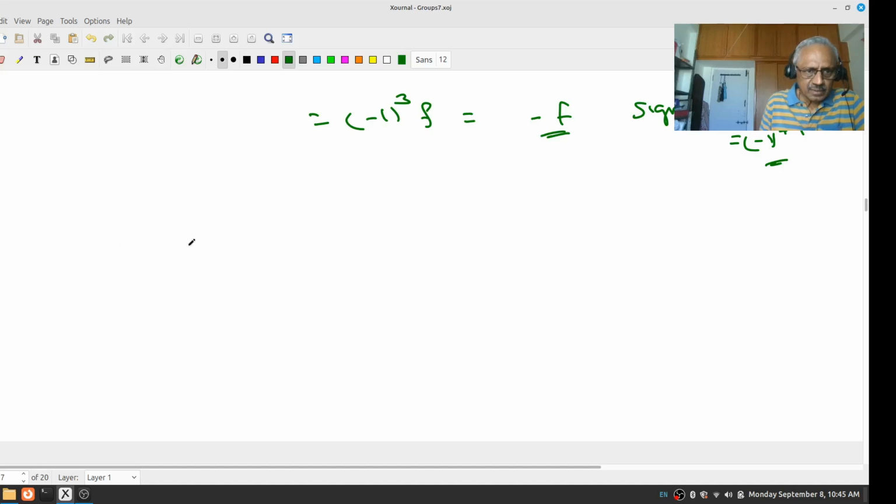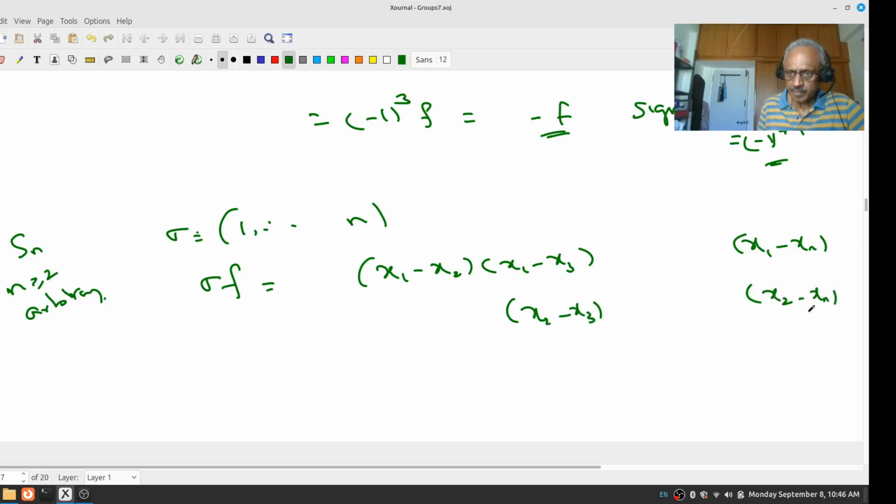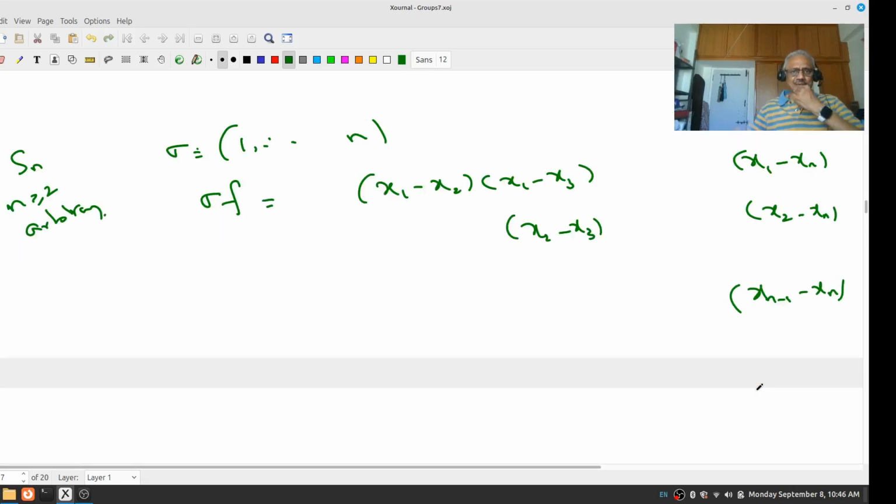Okay, just for fun, let us assume n is arbitrary and sigma is in Sn. Then what do you think sigma f will be? Let me write as I did earlier. It is x1 minus x2, x1 minus x3, and x1 minus xn. Next will be x2 minus x3, x2 minus xn, and the last one will be xn minus 1 minus xn. You understand? Now, this is f.